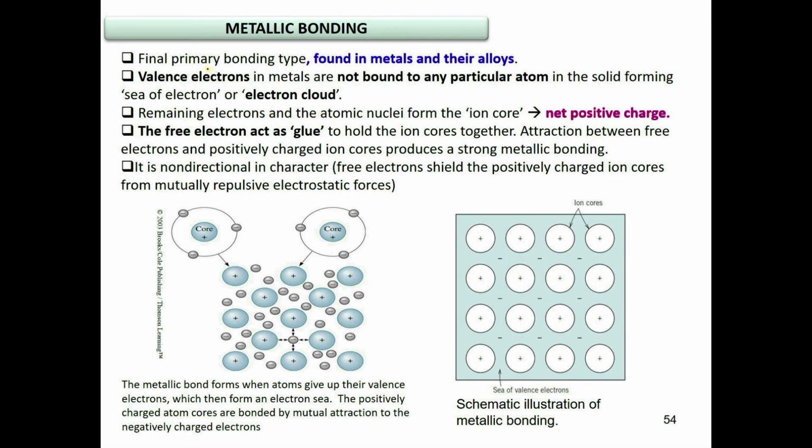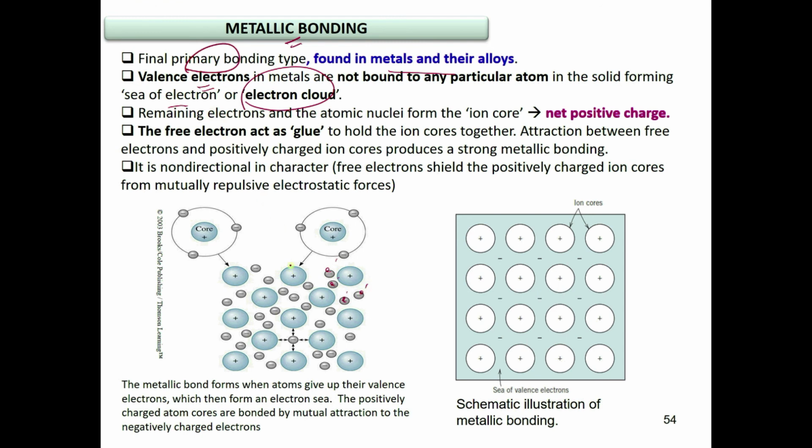The third type, primary bonding, is called metallic bonding. It is found in metals and their alloys. For this type of metal and alloy, the valence electrons are not shared and not bound to any particular atom in the solid, and they form a sea of electrons or electron cloud. So as you can see here, these are all the valence electrons in the electron cloud.